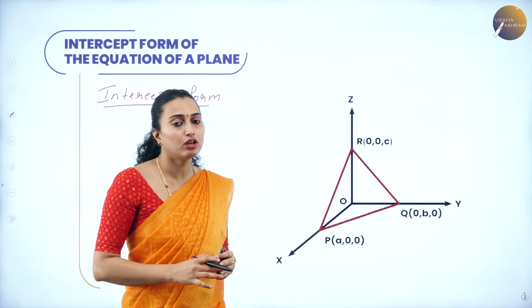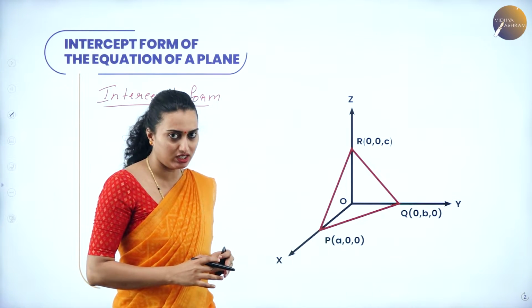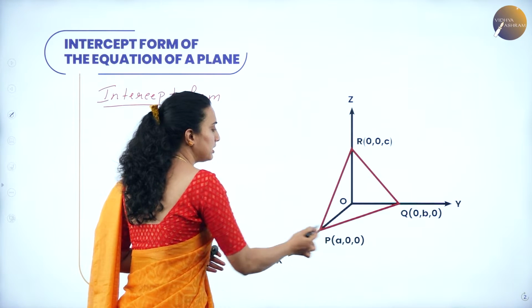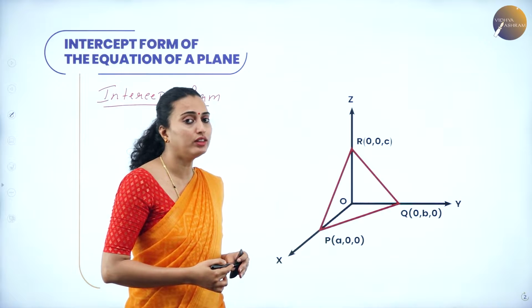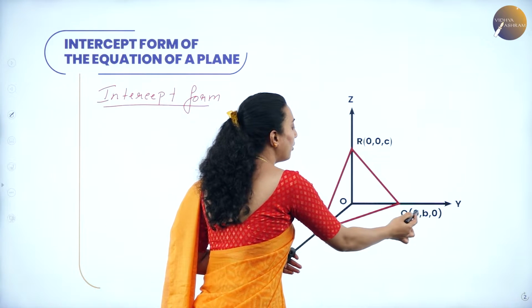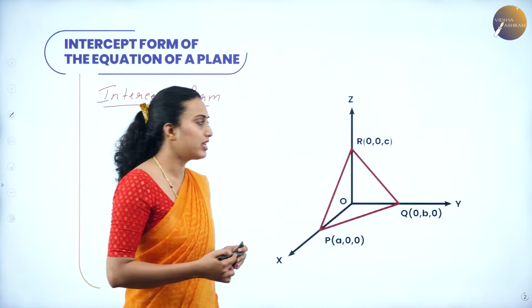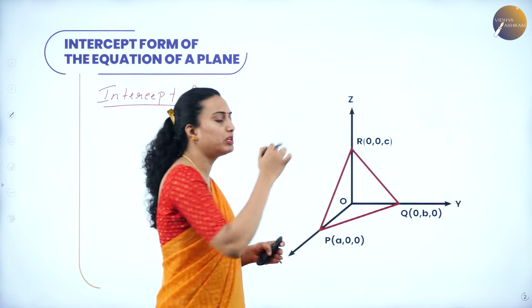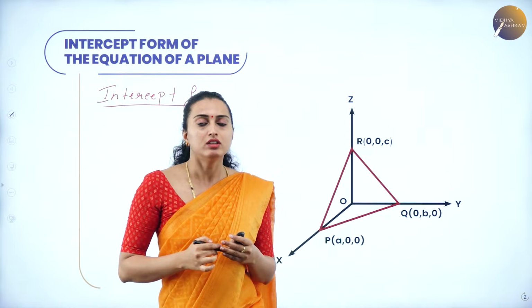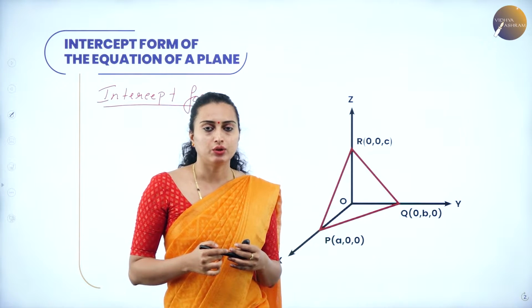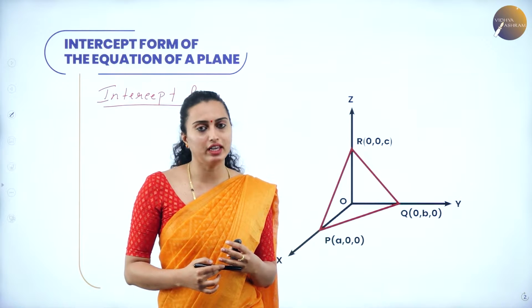So the coordinates of the points will be: point P as A, 0, 0, the point Q on the y-axis as 0, B, 0, and the point on the z-axis, I have taken R of 0, 0, C. Okay. So here the axes are perpendicular to each other. Now here I am going to take the equation.